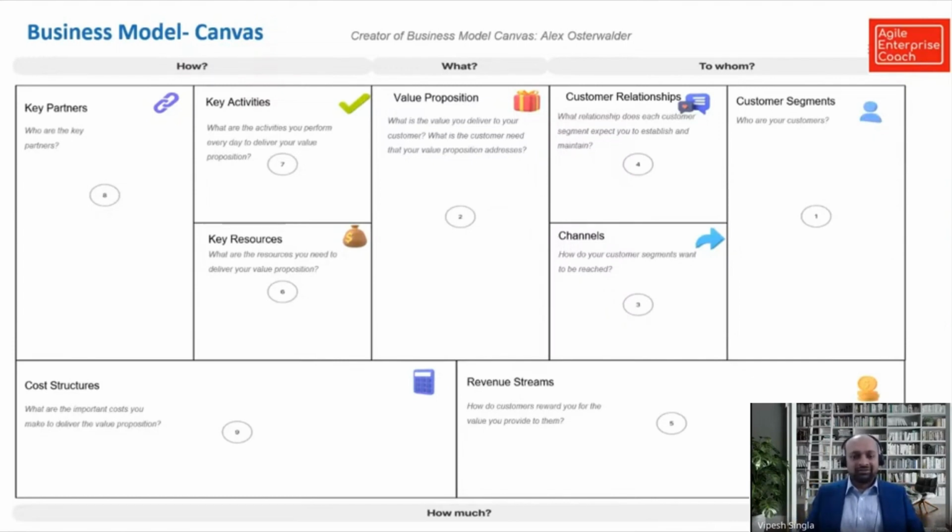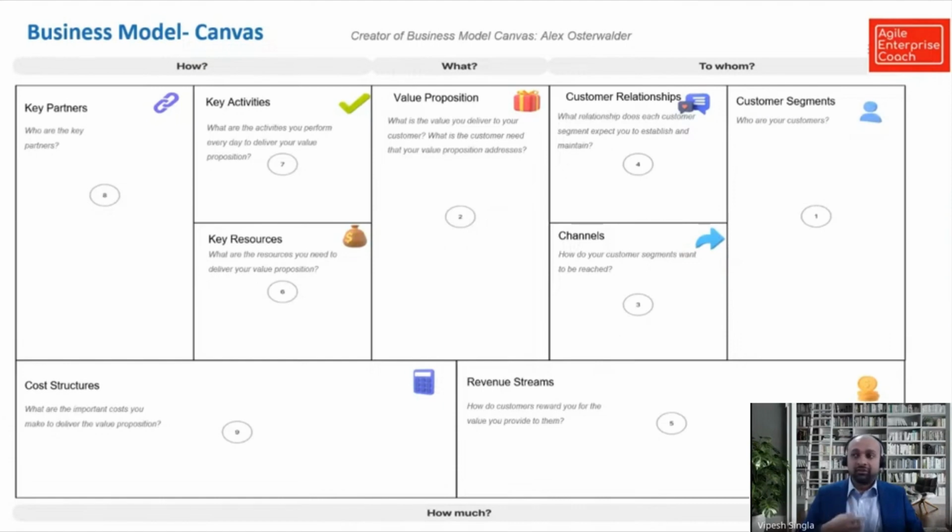So what is the business model canvas? Basically, the business model canvas is a strategic management tool to quickly and easily define and communicate a business idea or concept. It is a one-page document that works through the fundamental elements of the business or product, structuring an idea in a coherent way.